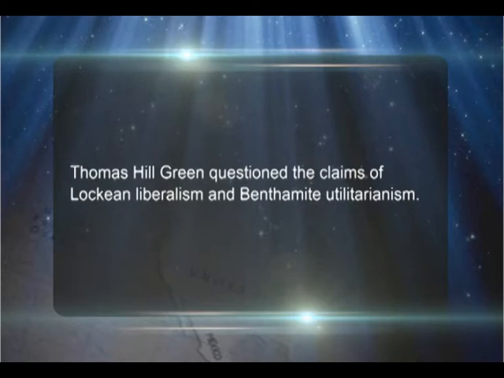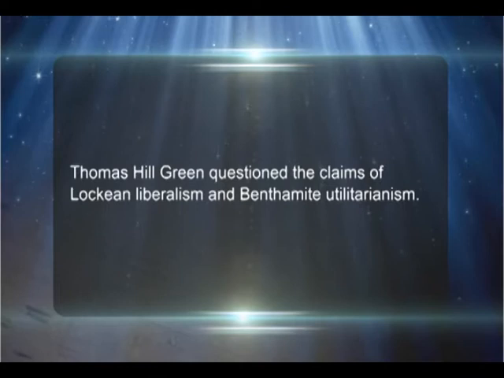So far as T.H. Green is concerned, it can be argued that he was, of course, a liberal, but a liberal with a difference. In what sense was he different? Because of two reasons. Number one, T.H. Green contested the claims of Lockean liberalism as well as Benthamite utilitarianism.